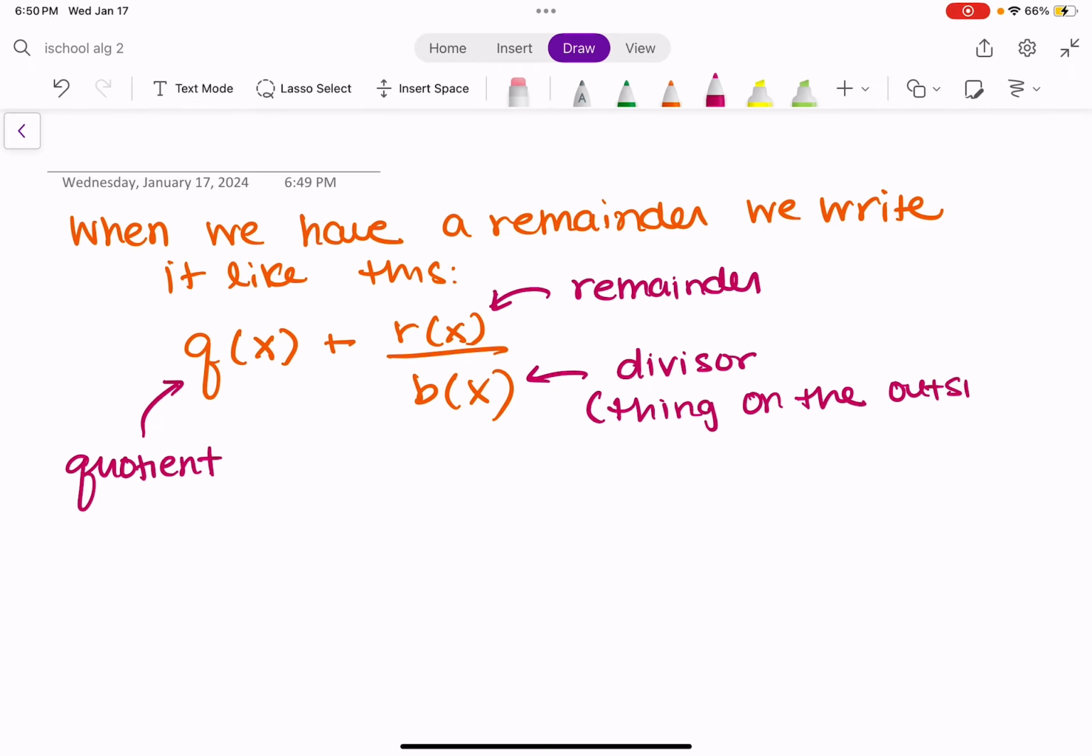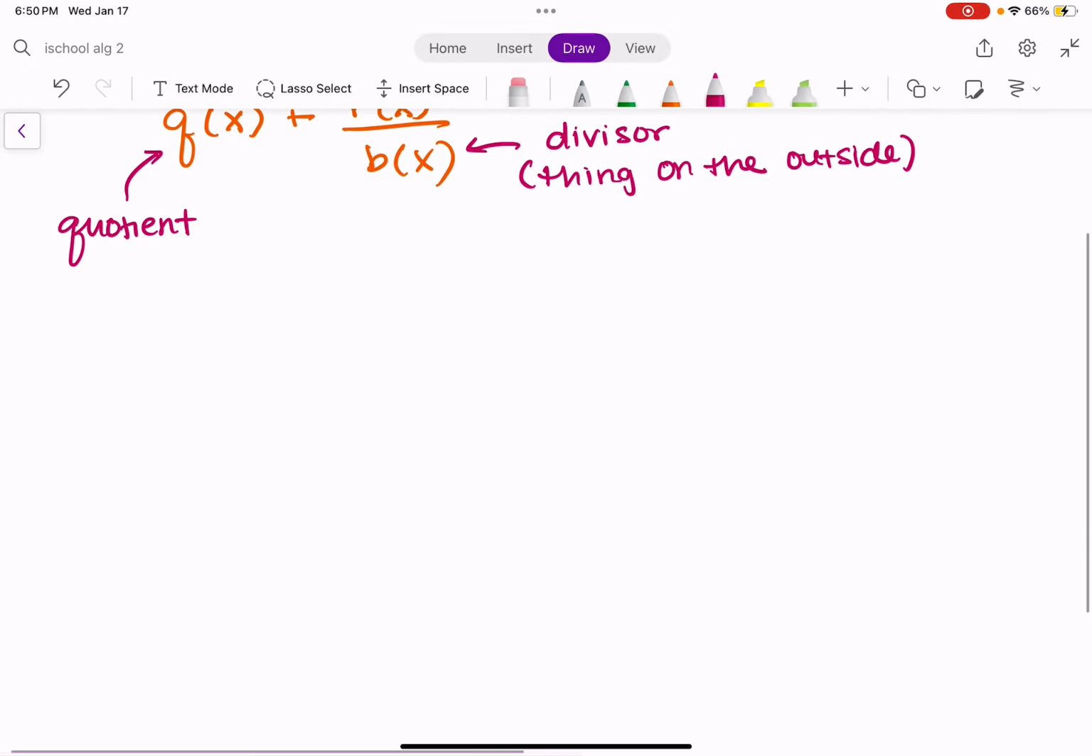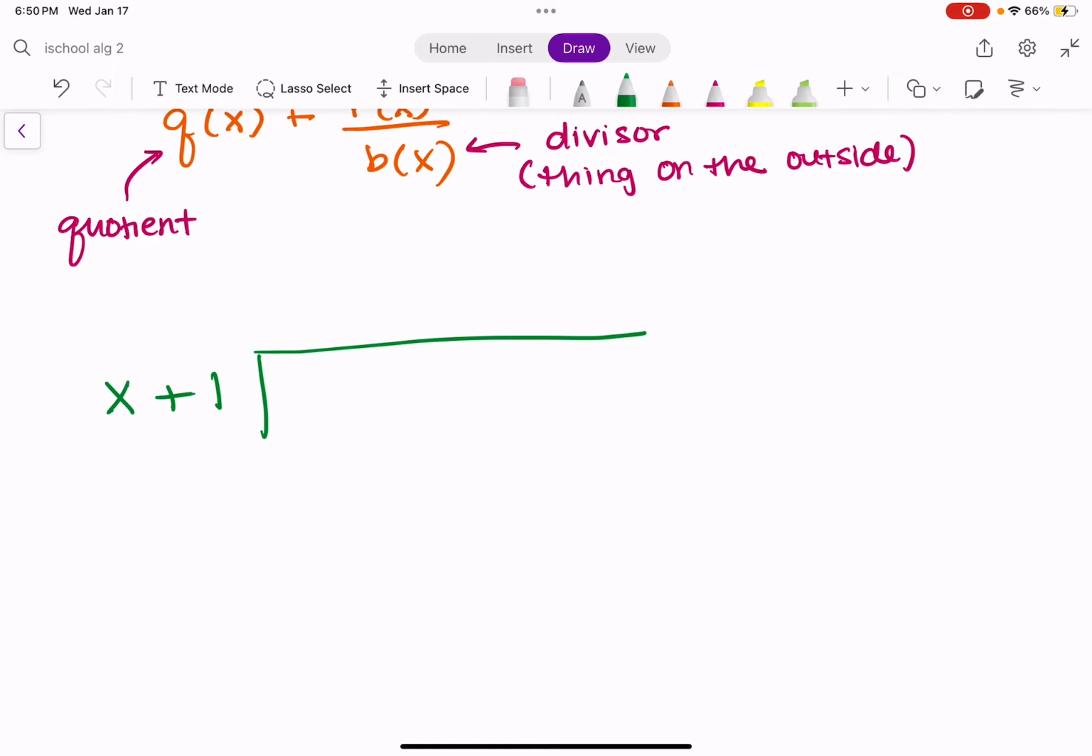Okay, so let's do a problem. We're only going to do one problem, and then you guys will continue with practice. Okay, so let's say, I'm just going to set it up. So let's say we're trying to determine if x plus 1 is a factor of x to the third plus 5x squared minus 5x minus 8. Okay? We should know how to start this, right?